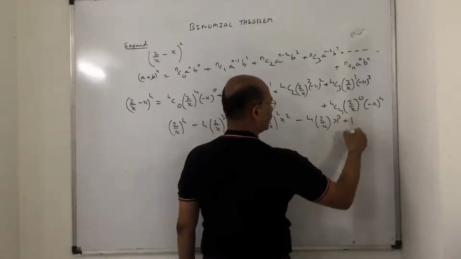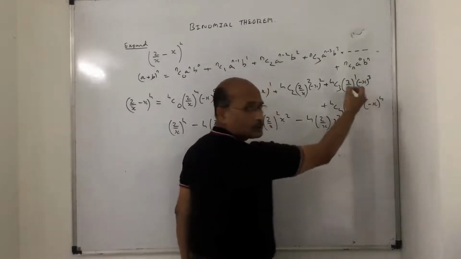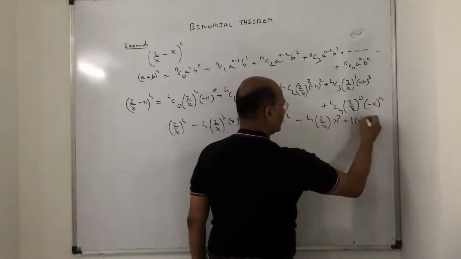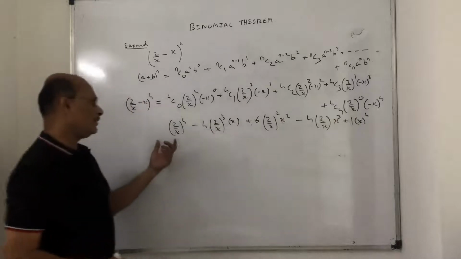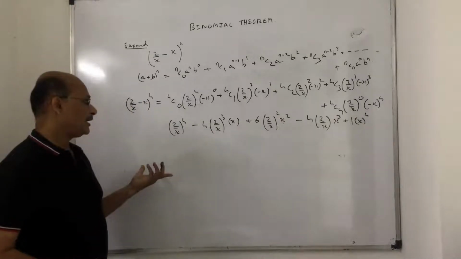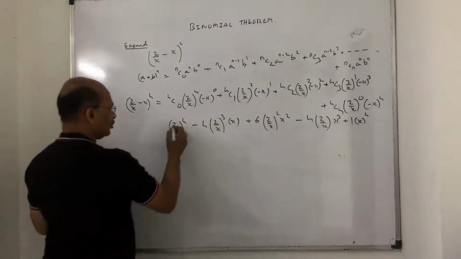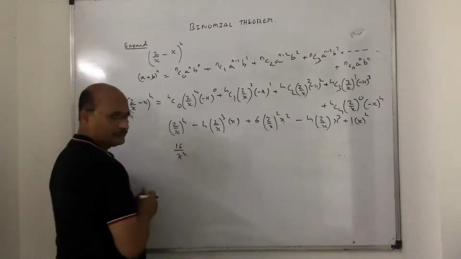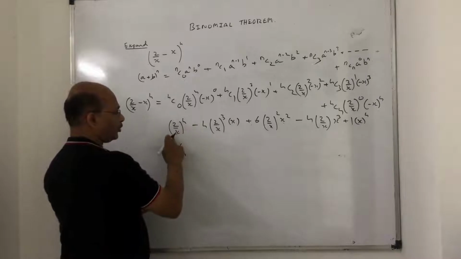Similarly, 4c4 is 1. Any number raised to 0 is 1. And minus x raised to 4 is a positive number, so it is nothing but x raised to 4. Then you simplify whatever remains. Right? Now I have already got the working. So 2 raised to 4. This is 16 upon x raised to 4. Right? Because this 4 applies to both.